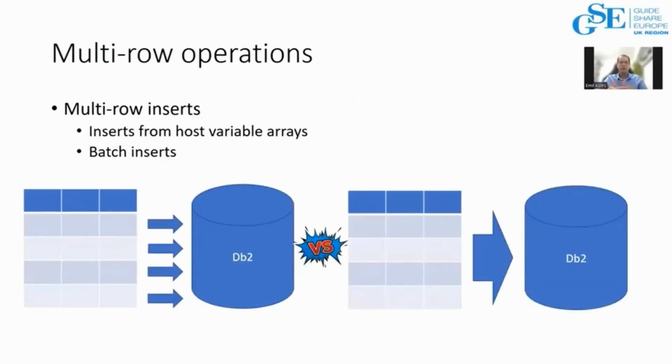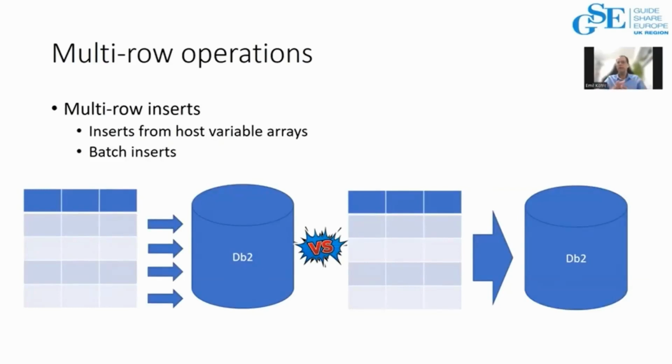So if I have multi-row insert, on the left hand you can see what happens if I'm inserting one by one. I have some variables, host variables. I insert one row, a call to db2. Then I populate another row. I'm calling db2 to insert, and so on.